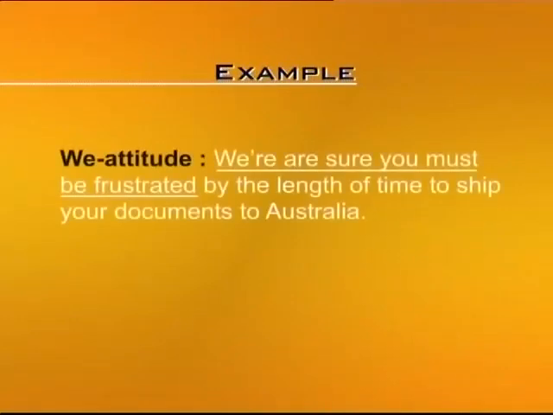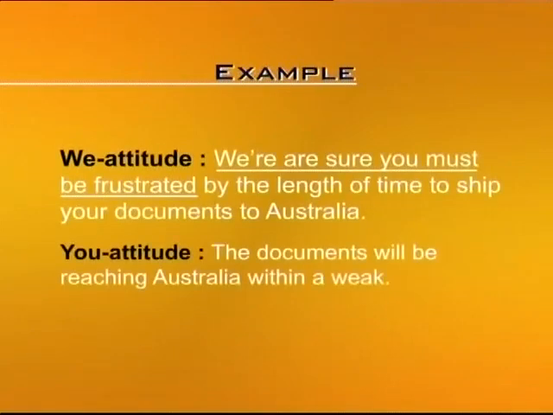Another example, the we attitude: we are sure you must be frustrated by the length of time to ship your documents to Australia. And the you attitude for the same thing would be: the documents will be reaching Australia within a week. Now, in this example, we have taken away all pronouns. There is no I, there is no you. It is merely stating that the documents will be reaching Australia at a certain time. This lays more emphasis on the action of what is going to happen rather than on the writer or the reader.